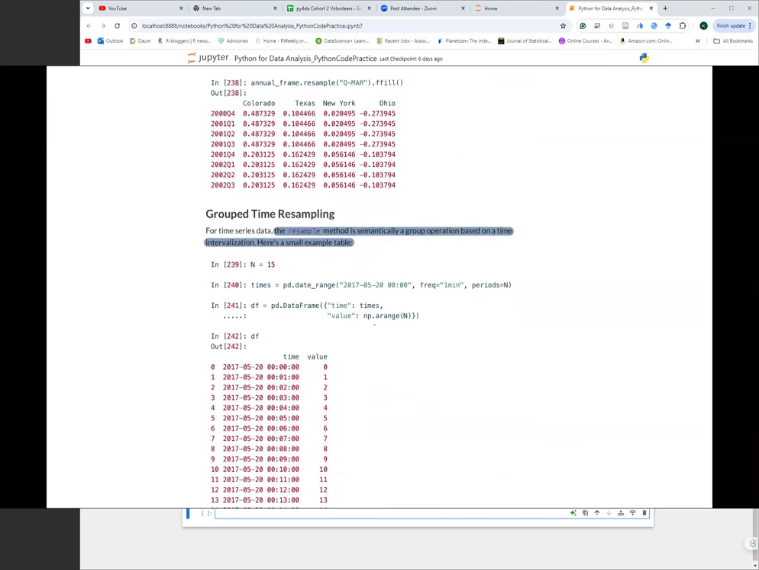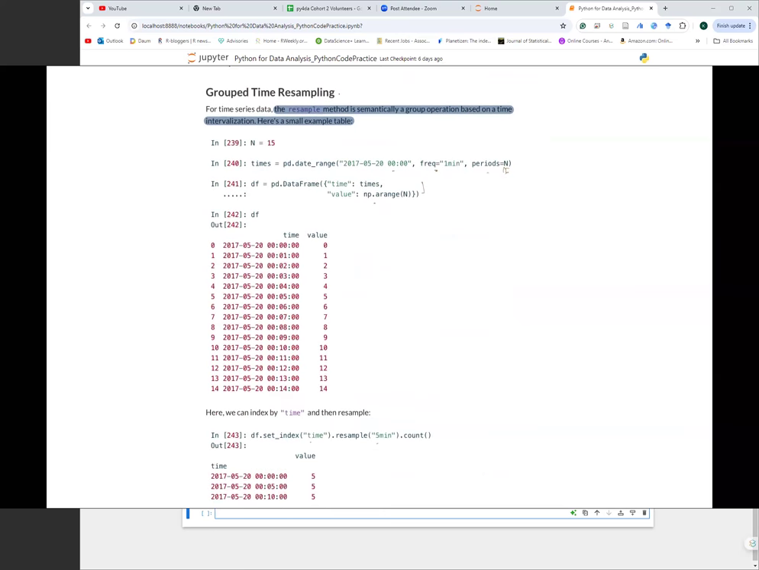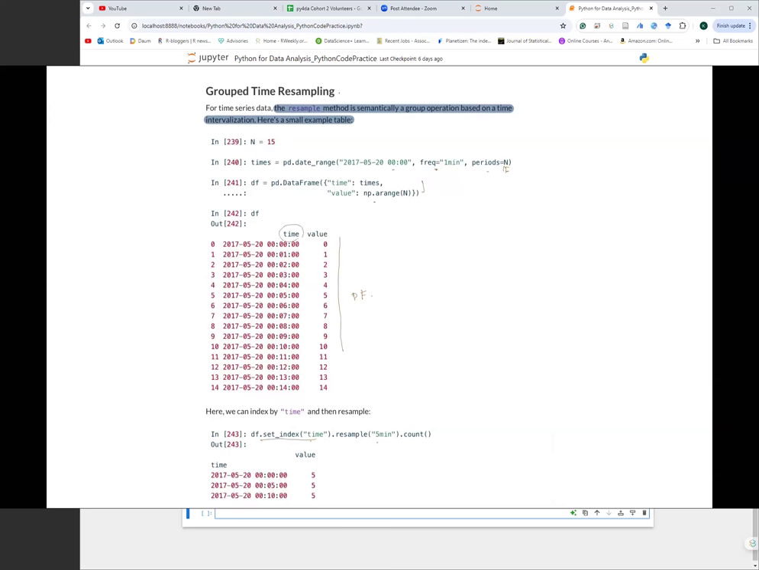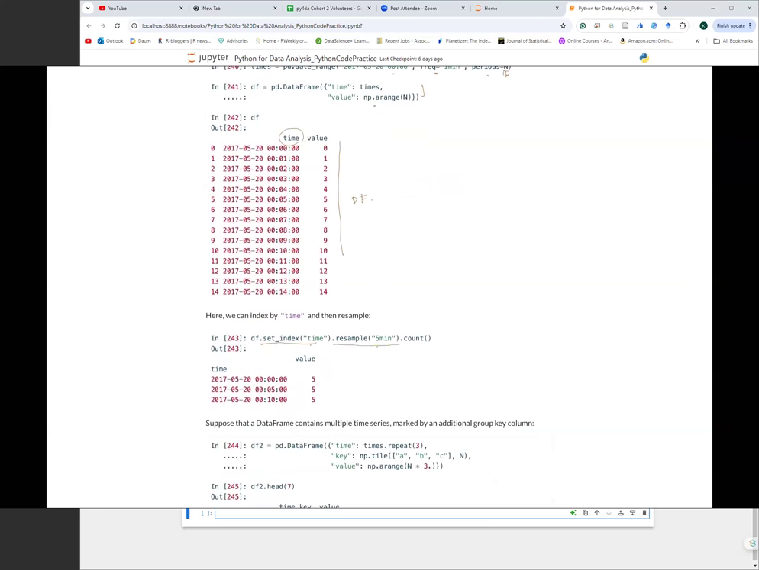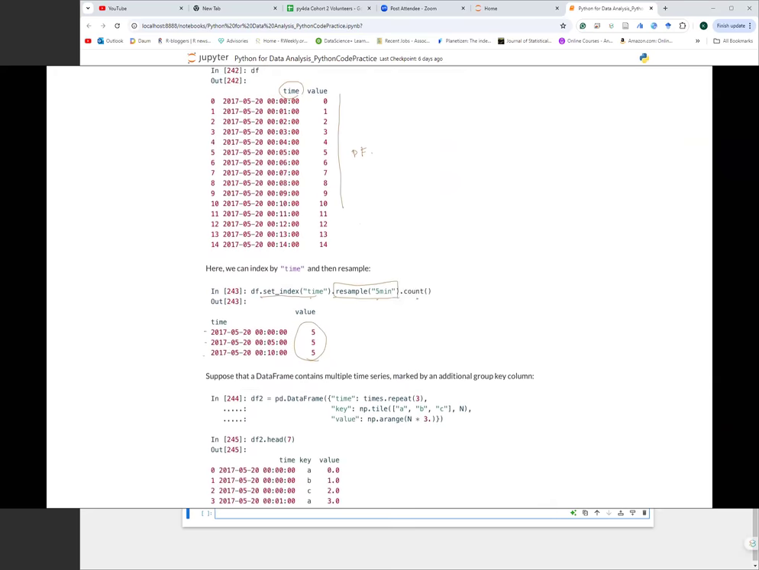And then we can also do group time resampling, which is grouping the time resampling aggregation. If we have a frequency of 1 minute and a period of 15, we have this kind of data frame, and we can set the time as the index. Then when we resample it every 5 minutes and take a count, that's how we set up the time index based on some resampling criteria.